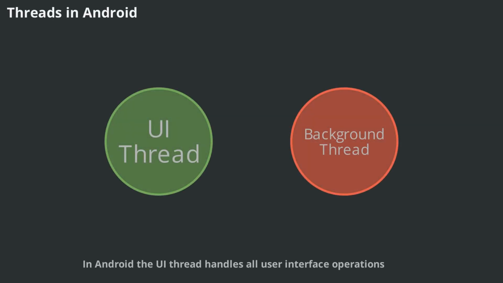In Android, the UI thread handles all user interface operations, while background threads are used for long-running tasks. Mixing up these threads can cause your app to freeze or crash. Understanding the difference between the UI thread and background threads and knowing when to use each is vital for smooth app performance. Interviewers often test your knowledge of threading and concurrency in Android.